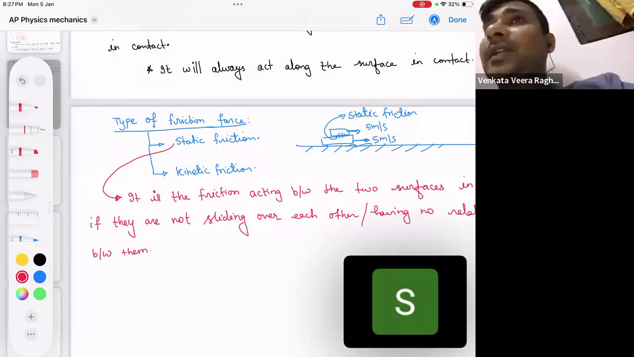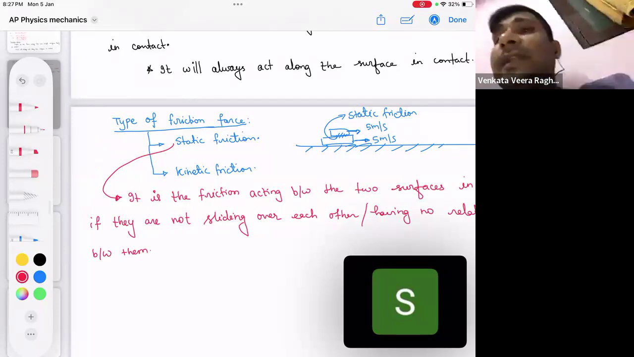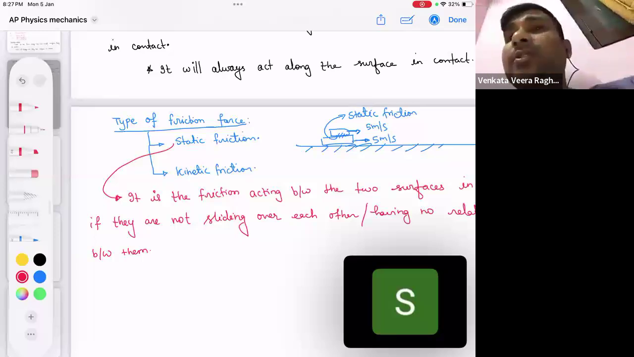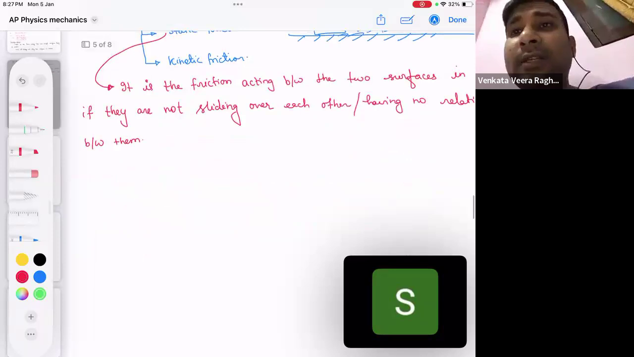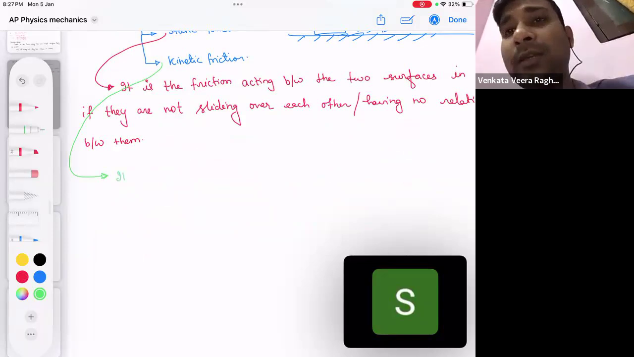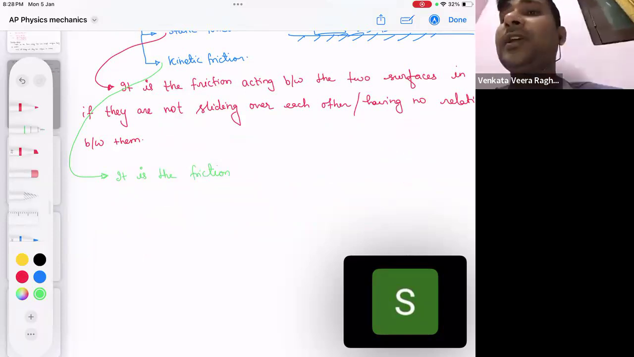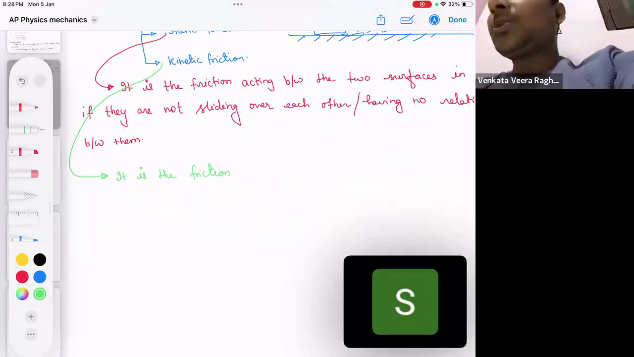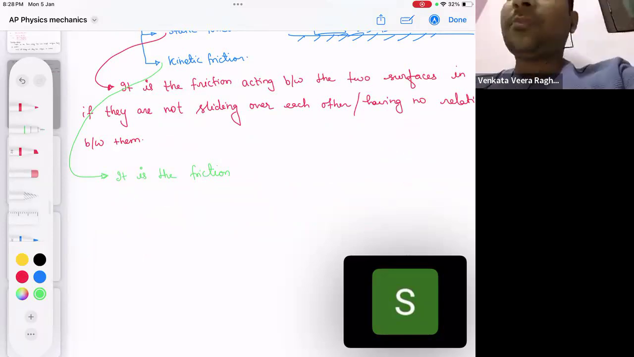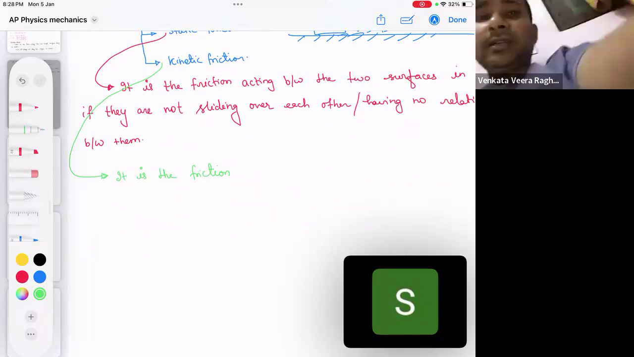Clear? Static friction will always try to do what? Keep the bodies in contact at rest. But can it keep them at rest forever? No. Understood? So the moment they start sliding over each other, what kind of friction will be acting? Kinetic. Okay. Just some theoretical points are there. Why? Because if a theory-based question comes, then definitely you have to understand these small points.